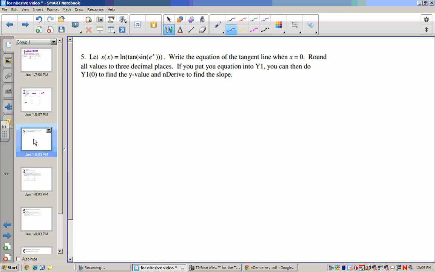All right, together with you, I'm going to do number 5 next. And in this one, we're given this very ugly function, the natural log of the tangent of the sine of e to the x. And we're asked to find the tangent line, and we're supposed to use our calculator to help us with this. So I'm going to show you how this works out.